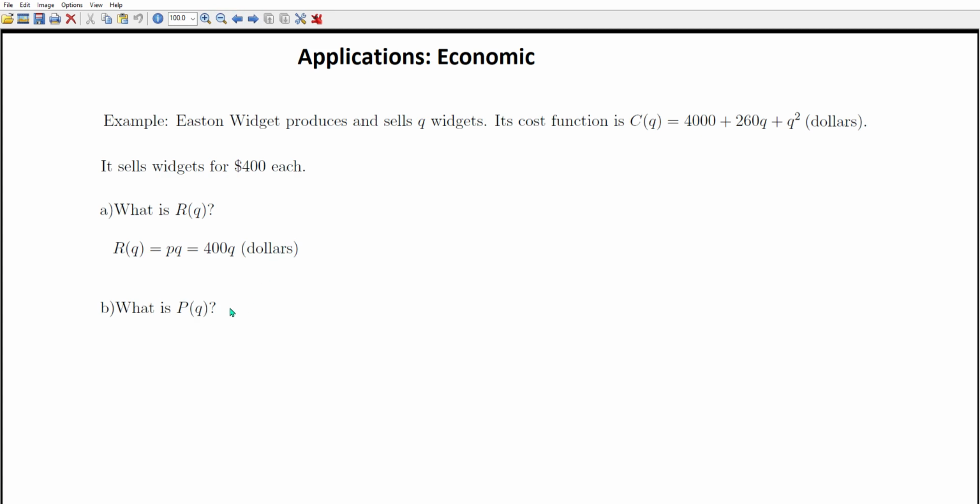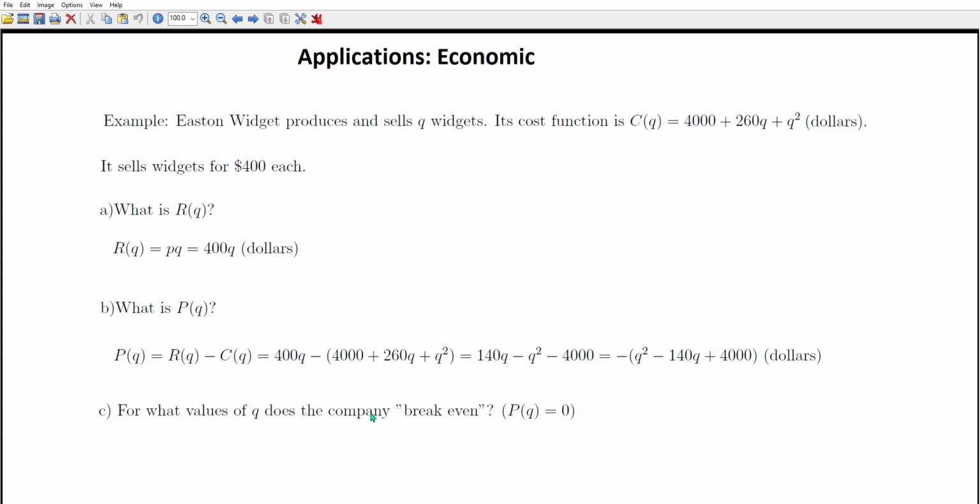What is the profit? Well, the profit is going to be revenue minus cost, which is 400Q, which is your revenue, minus (4,000 plus 260Q plus Q squared), which is your cost function. We do a little algebra, and we get 140Q minus Q squared minus 4,000. And it can be rewritten as minus Q squared plus 140Q minus 4,000.